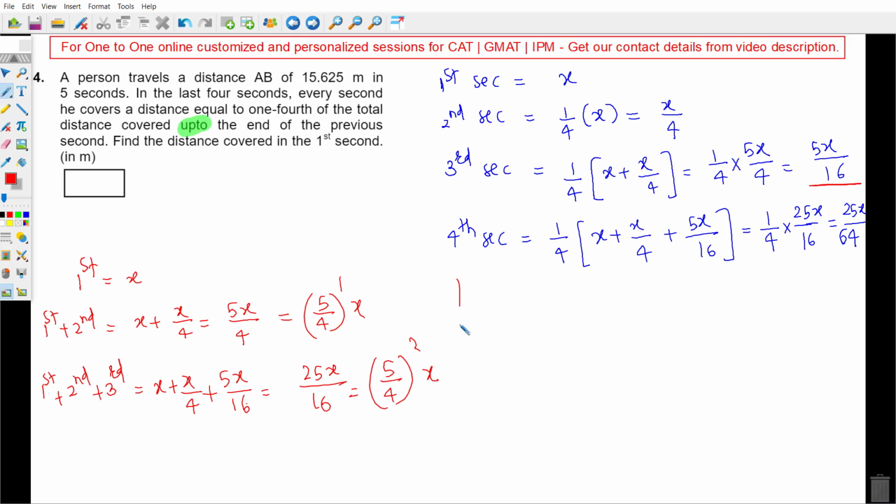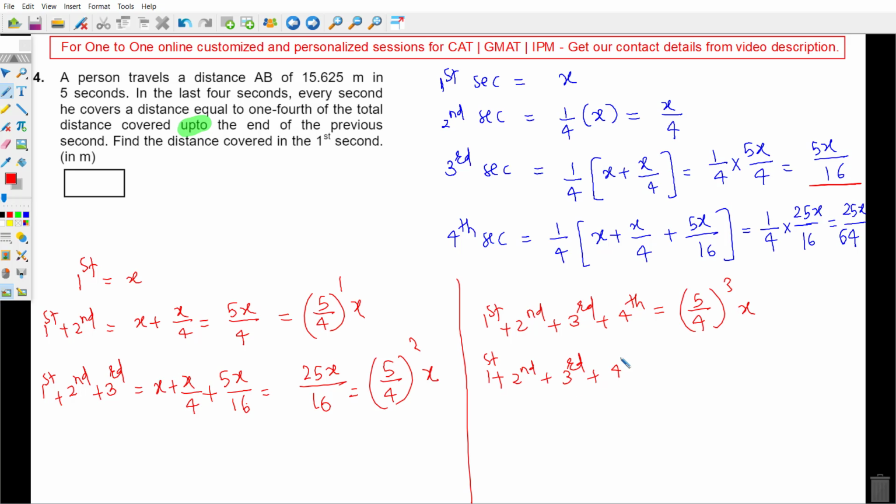Similarly, look here. Similarly, the distance traveled in first second plus second second plus third second plus fourth second is going to be how much? (5/4)^3 into x. And the distance traveled in first second plus second plus third plus fourth plus fifth second is going to be how much? (5/4)^4 into x. That is equal to how much?